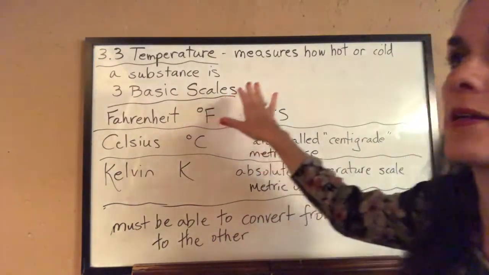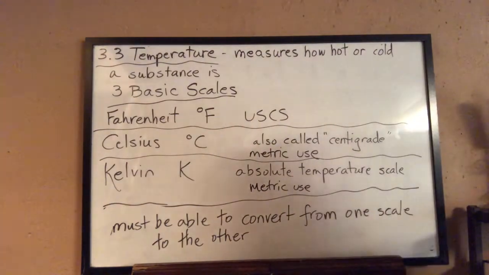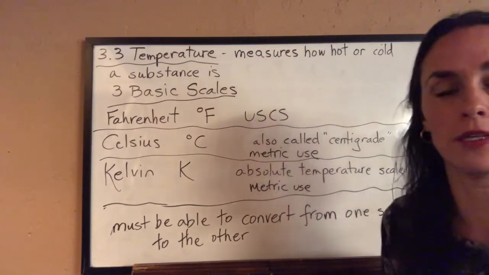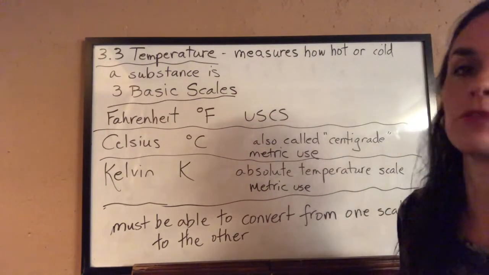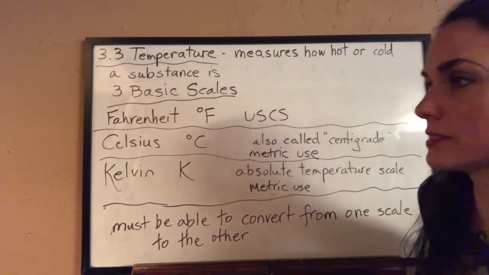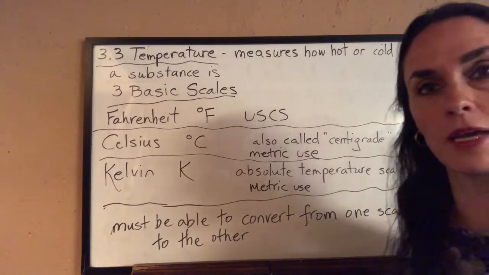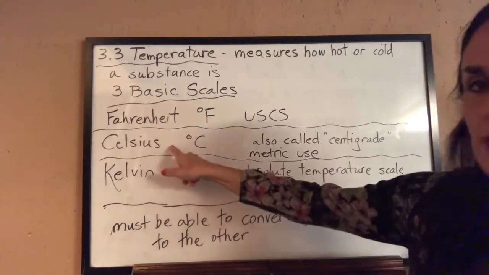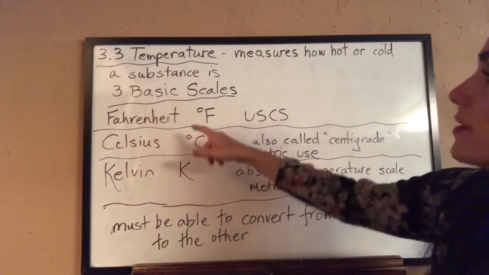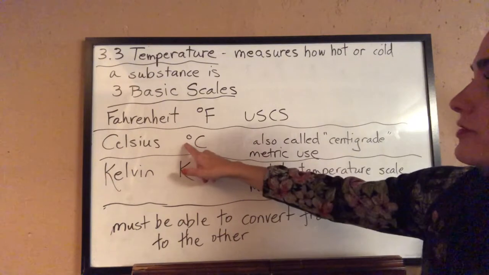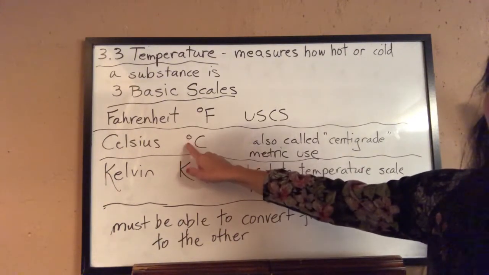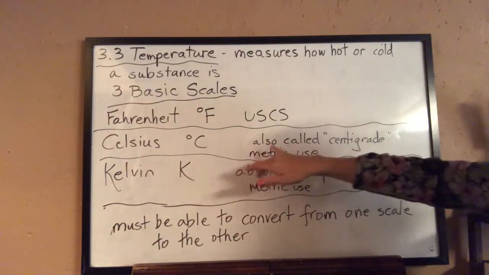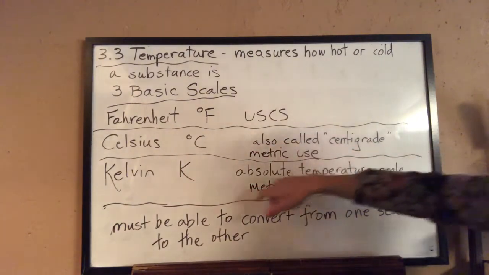There are 3 basic scales we have for temperature. Fahrenheit, a U.S. customary system unit. We will not use that unit in science, but it's one that you're familiar with because it exists here in the United States, and we need to be able to convert from Fahrenheit to metric units of Celsius and Kelvin. Now, Fahrenheit and Celsius both have the degree symbol in front of the letters F and C, respectively. The Celsius scale is sometimes called the centigrade scale as well.